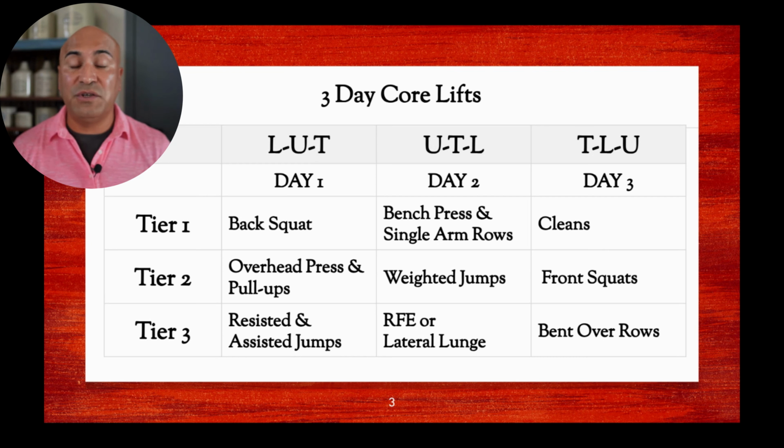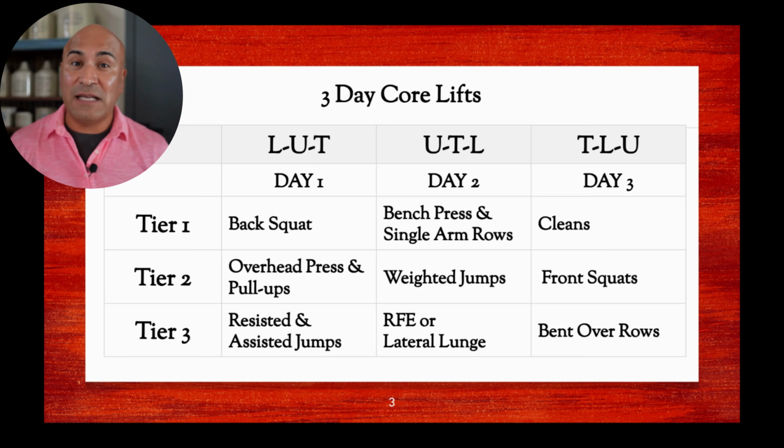And for our tier 2 total body, on day 2, you can see weighted jumps, all right? And then you can go over to day 3, our tier 2 exercise, our front squats, okay? And then we go back, we're gonna go through our tier 3 exercises, resisted and assisted jumps. So some type of power, okay? So it just really depends on the season, depends on the athlete. Maybe you can put in some landmine jammers in here.